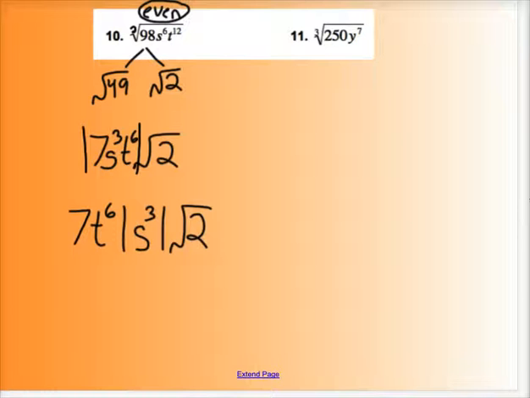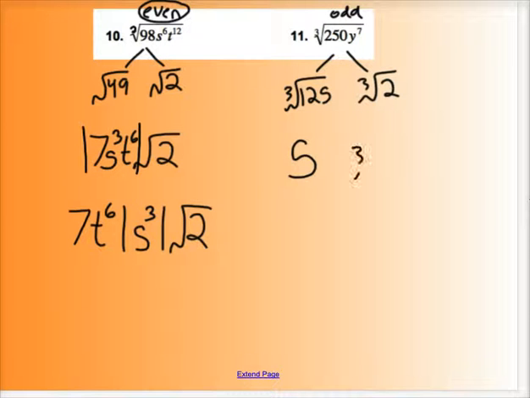All right, number 11. Well, this is an odd root, so we don't really have to worry about our absolute values. And 250 is not a perfect cube. It's not actually on the chart. However, if you notice, 125 is on your chart. 125 times 2. So the cube root of 125 is the number 5. And then that 2 is left inside the cube root.